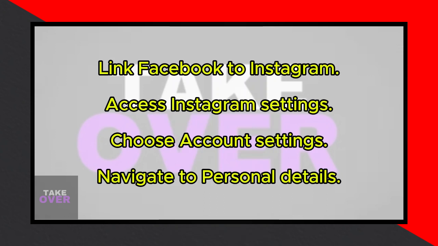Open Instagram, tap your profile icon, then the three-dot menu. Go to Settings and Privacy, select Account Center, tap on Profiles, click Add Accounts, then select Add Facebook Account. If it doesn't show, click Not You to add other accounts. Click Continue if it's the right one.